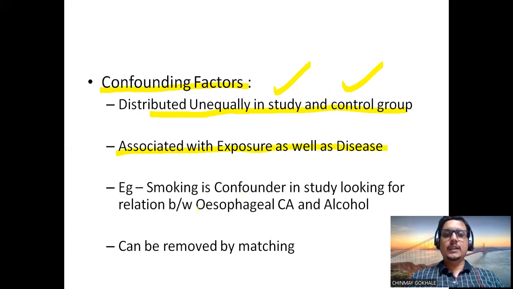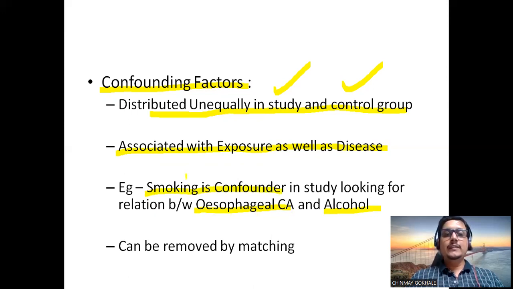Another way of saying it is that these are factors which are associated both with exposure as well as disease. Now, one typical example given is, suppose we are looking in a case control study where the disease under consideration is esophageal cancer. The exposure under consideration is alcohol. So we take two groups. One is having esophageal cancer, one is not having esophageal cancer. And we are looking for the alcohol consumption as the exposure, and we are looking how many having alcohol consumption, and how many had the disease, etc. So in that, a factor like smoking can be said to be a confounder. So why smoking is a confounder?